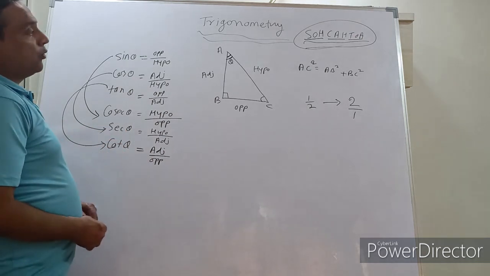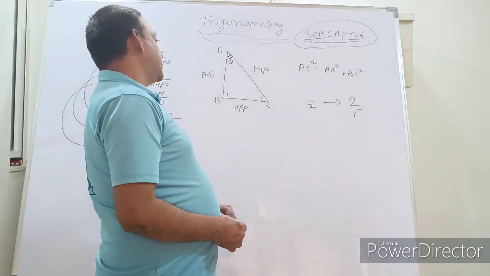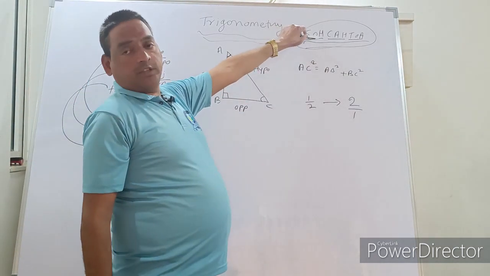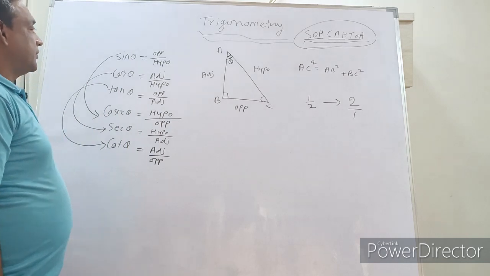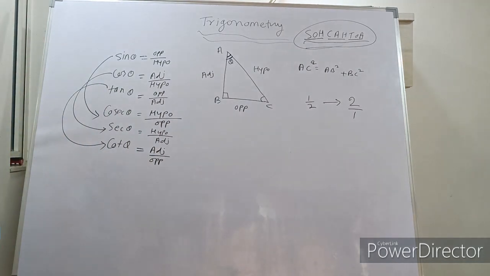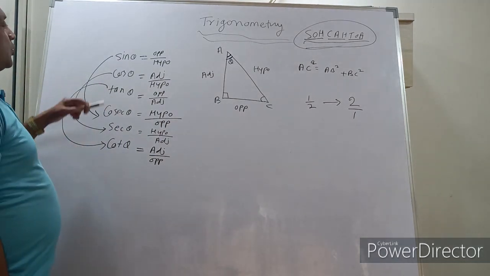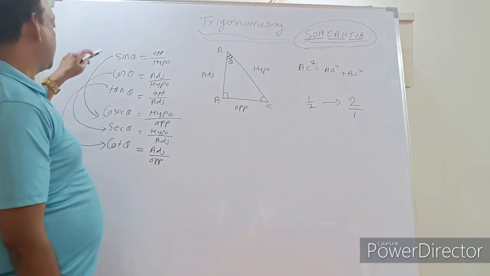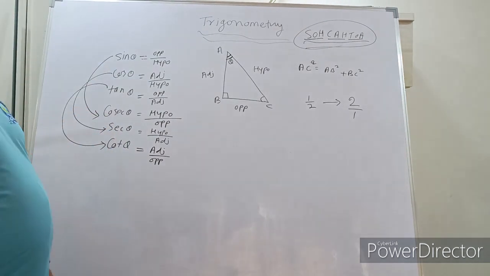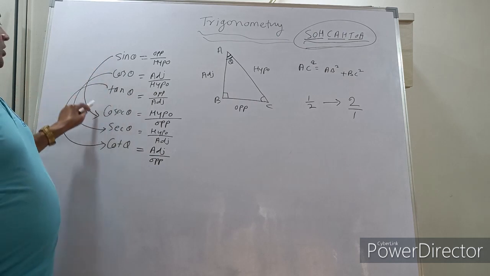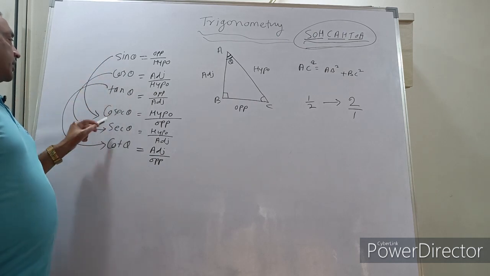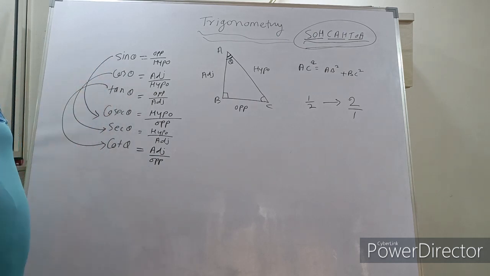Clear? So to remember this, you get the first three, sine, cos and tan, and the remaining three are reciprocals of the first three, in the same order: sine, cos, tan, cosec, sec and cot. So the reciprocal of sine is cosec, cos will be sec, and tan will be cot theta.